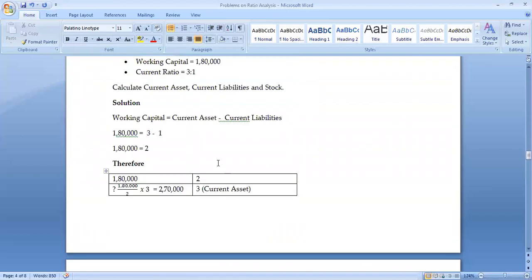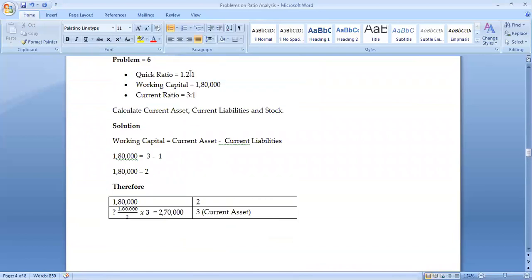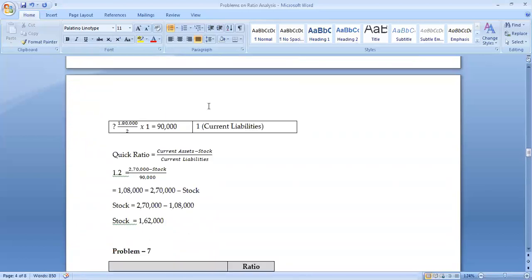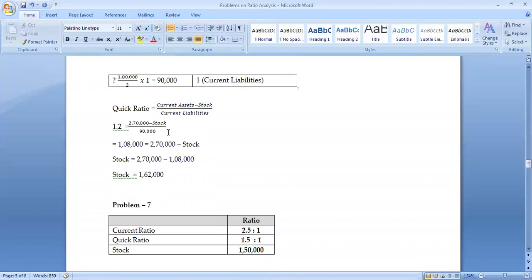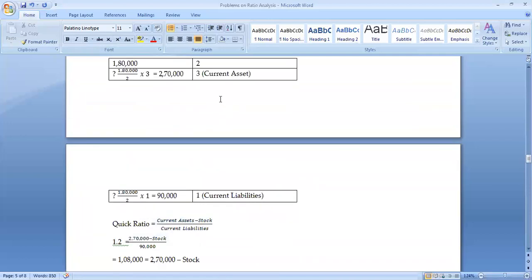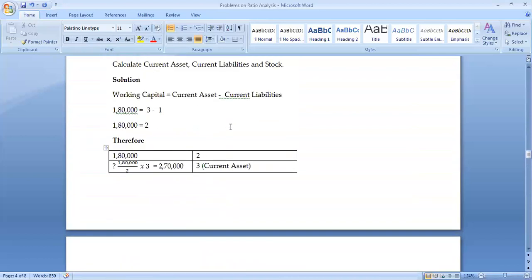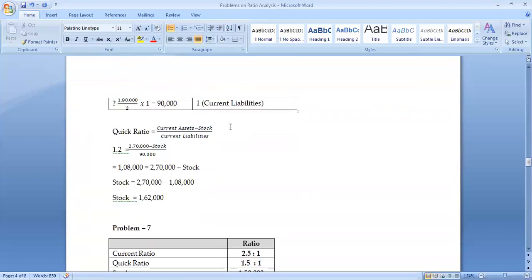Further, there is a quick ratio 1.2 is to 1. There is information: quick ratio is equal to current assets minus stock divided by current liability, 1.2. So current assets you have already calculated here. See, there is a link. If you find out one, you can find out the other. If you don't find out the one, it is very difficult to find out the second one. So be careful while computing the values.